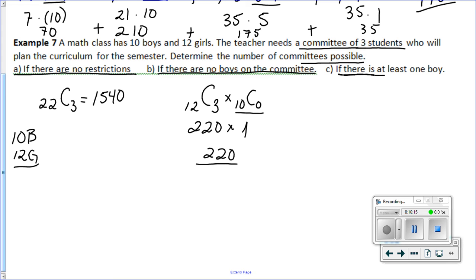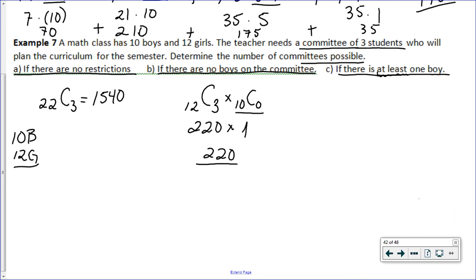And now, if there is at least 1 boy, we want to get used to seeing "at least" and thinking about what that means. So I could have a committee of boy, girl, girl, or boy, boy, girl, or all 3 boys. And in each case, I would have at least 1 boy. And so it's this, or that, or that. So remember, or means I have to add them up.